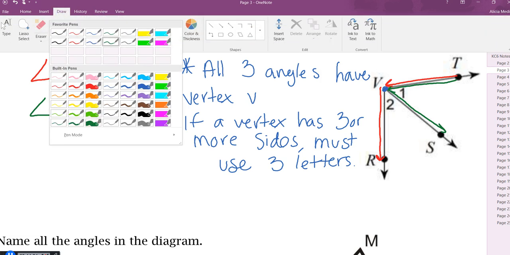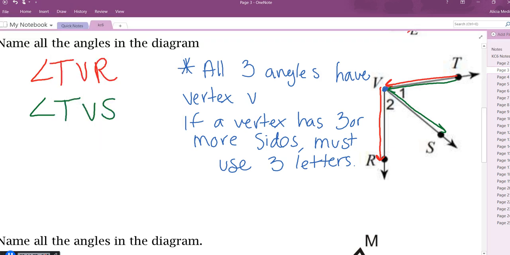And the last one here, let's use orange. This is going to be from S to V to R. S, V, R. And yes, each one of these angles you could have said backwards. You could have said RVS, and you could have said SVT, and you could have said RVT. But I just went alphabetically. Well, actually in order, in a circle. So it's okay. It doesn't matter how you label them as long as they're in order.